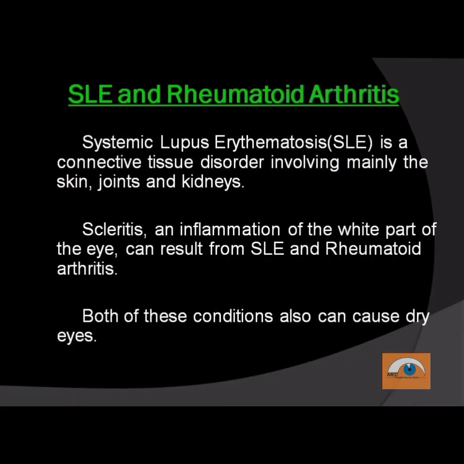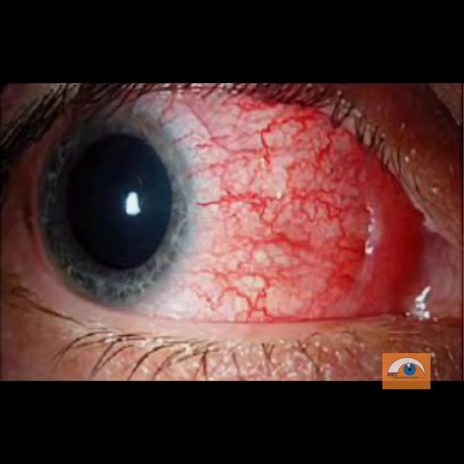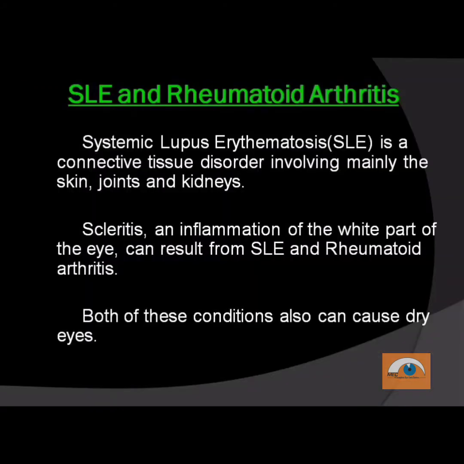Systemic lupus erythematosus and rheumatoid arthritis. Systemic lupus erythematosus is a connective tissue disorder involving mainly the skin, joints and kidneys. Scleritis, an inflammation of the white part of the eye, can result from systemic lupus erythematosus and rheumatoid arthritis. Both of these conditions also can cause dry eyes.